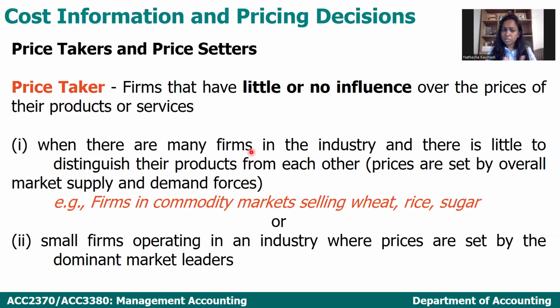Now, when there are so many firms and there is no differentiation between the products, then those firms do not have the power to influence the price. That is one price. One price is prevailing in the market. All firms are taking that already decided price. How is that one price determined? Prices are set by overall market supply and demand forces.